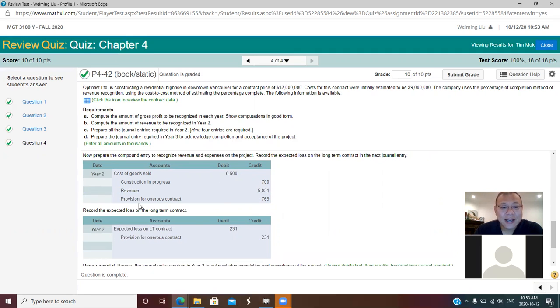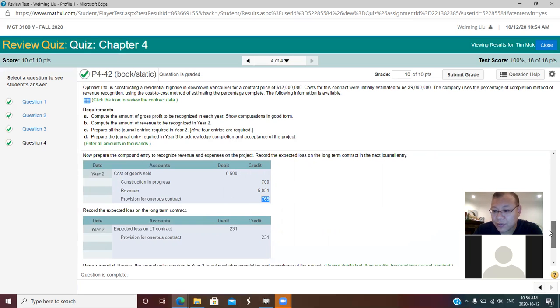And the difference is the provision for the owner's contract. The difference is your loss, your loss for the percentage completed to date. The total loss is 1 million. The percentage of completion is 76.9%. Therefore, you have a $769,000 loss. So basically this number.